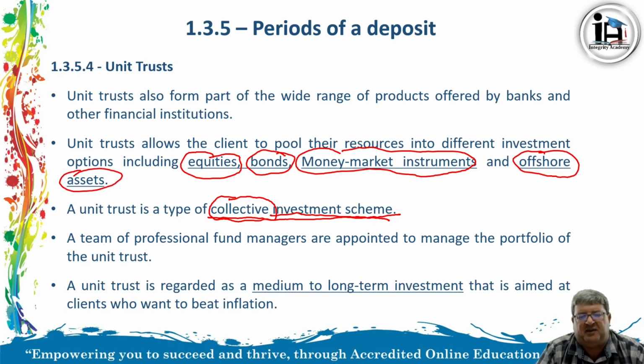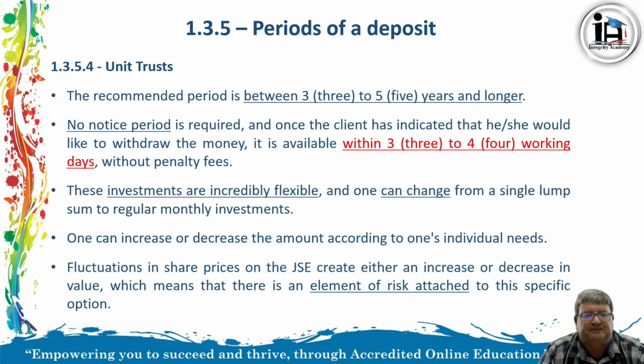A team of professional fund managers, so there will be professional fund managers, are appointed to manage the portfolio of the unit trust. A unit trust is regarded as a medium to a long-term investment that is aimed at clients who want to beat inflation. So they want to get more money than inflation. Otherwise, you're going backwards. The recommended period is between 3 years to 5 years and longer. No notice period is required, and once the client has indicated that he or she would like to withdraw the money, it will be available within 3 to 4 working days without any penalties.